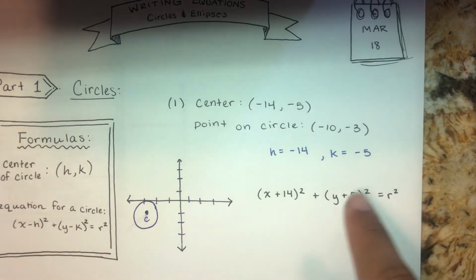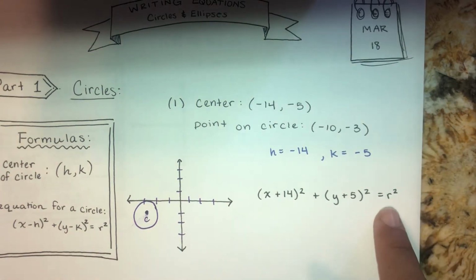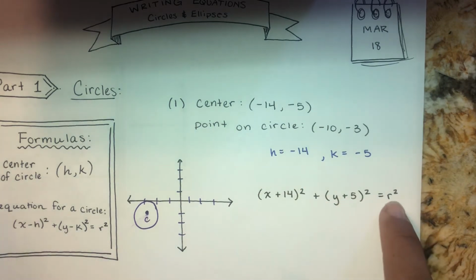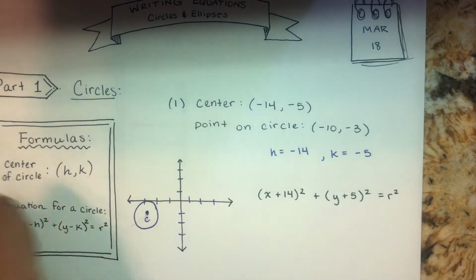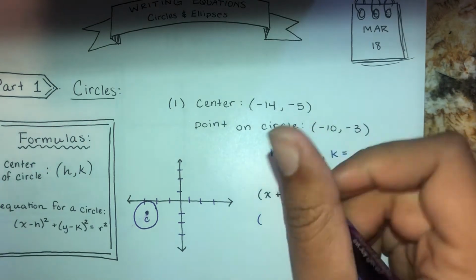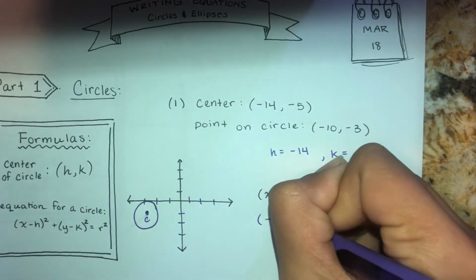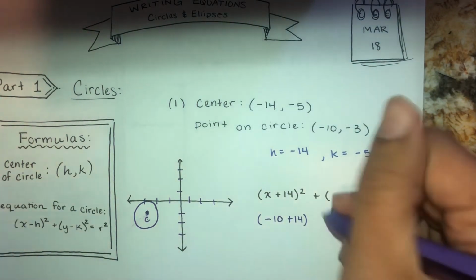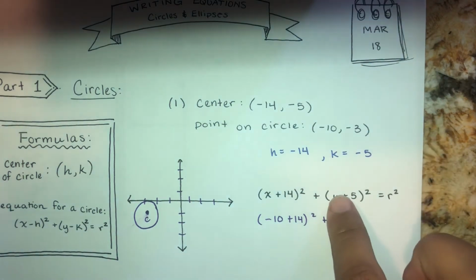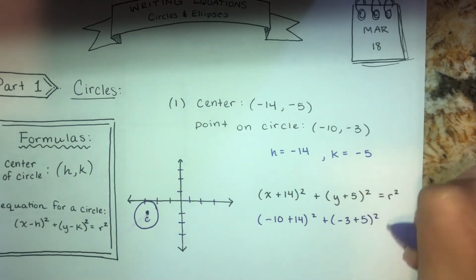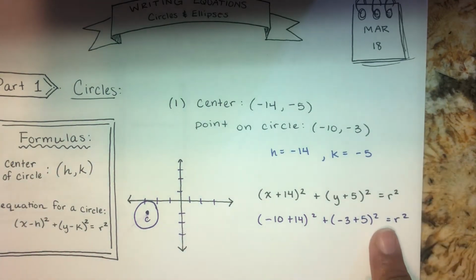All right, the last thing we need to do to finish this problem is just figure out what r is. You can use the distance formula, but it's easier if you just take these two values and plug them in for x and y, and then you'll be able to solve for r squared that way. So this I'll do in purple. So instead of x, you're using negative 10 plus 14. Same exact equation, just plugging in x. Instead of y, you're using negative 3 equals r squared. We don't know what r squared is.